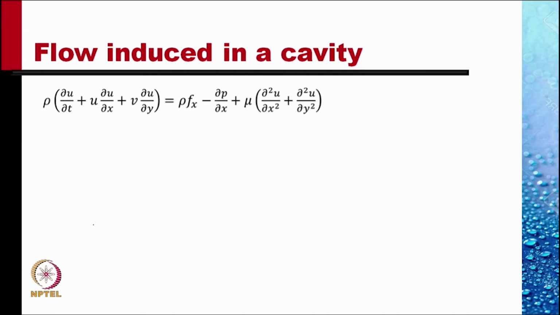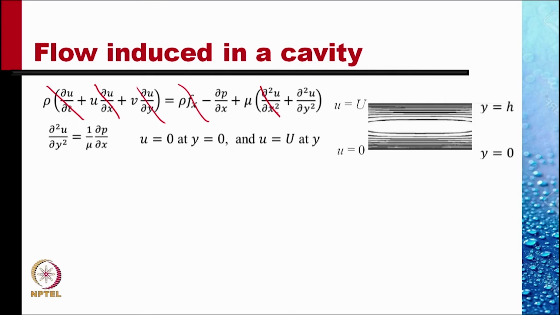The x direction component of the Navier-Stokes equation is this. In this term again, steady flow, u does not change in the x direction, velocity v is 0, no body force in the x direction, del p by del x, the pressure gradient in the x direction, it will remain. Del square u by del x square would be 0, and so the equation would be this.